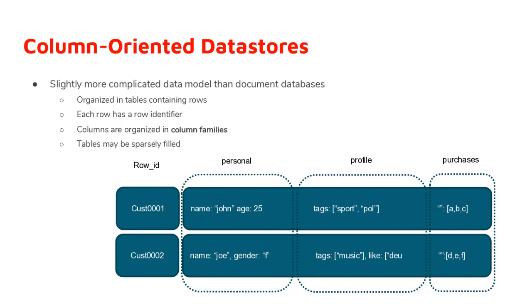And so these are 3 types of column families, and within the column family personal, for instance, in this case you have 2 columns, but it can be an unlimited amount of columns. And also the tables may be sparsely filled, so that means that for some columns you only have a couple of values that are actually filled in, and that you have a lot of null or empty values.